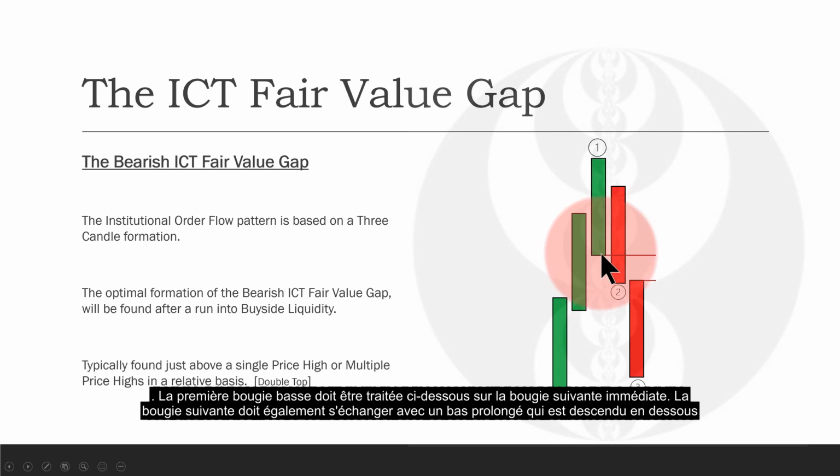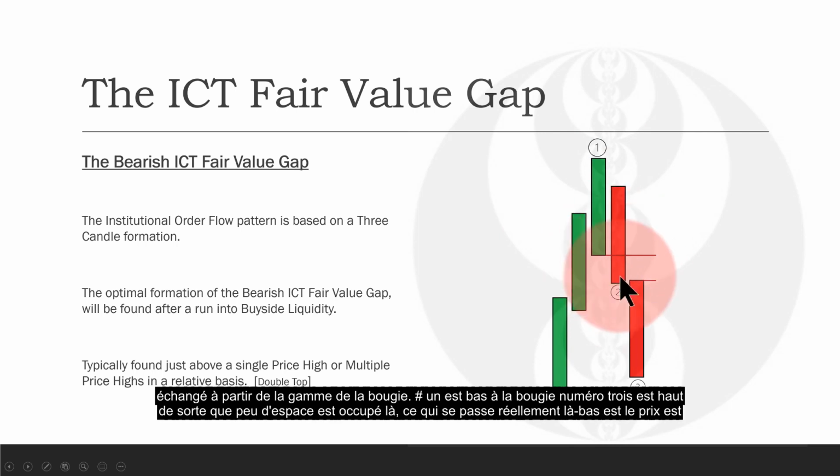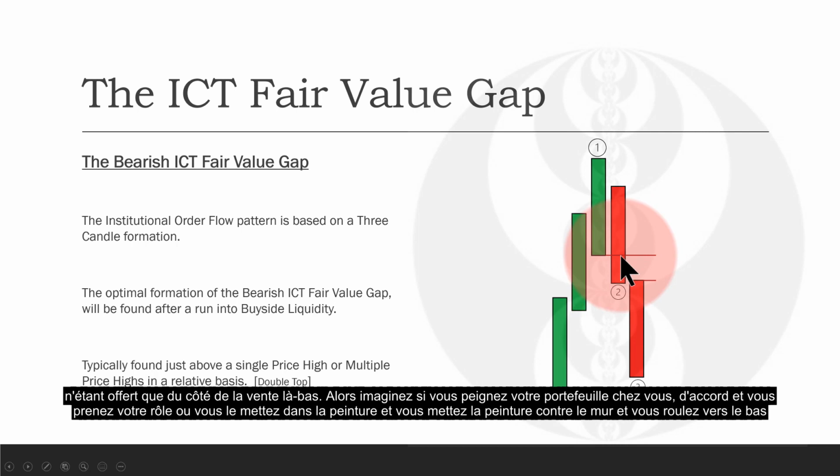The first candle's low has to be traded below on the immediately following candle. The next candle has to trade with an extended low as well, going below candle number 2, but does not trade with a high that trades back to candle number 1's low. What that creates is this small little gap, between candle number 1's low and candle number 3's high.